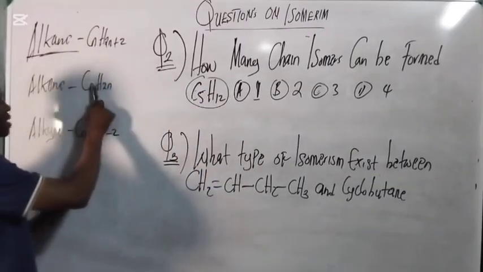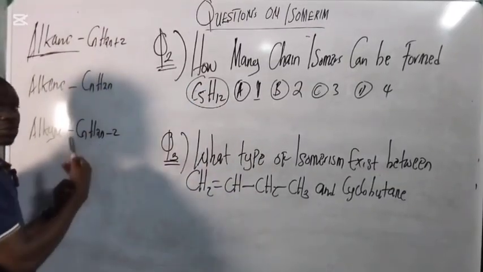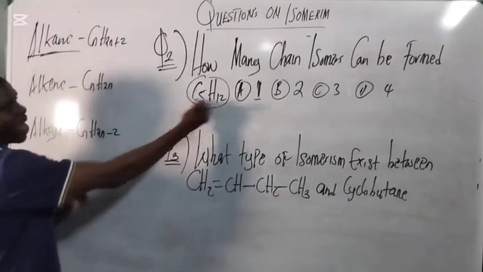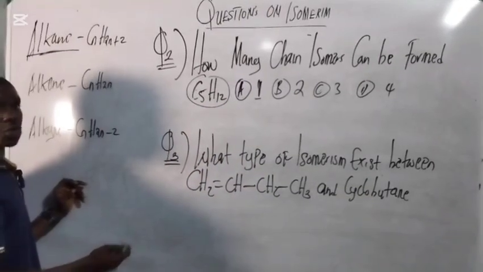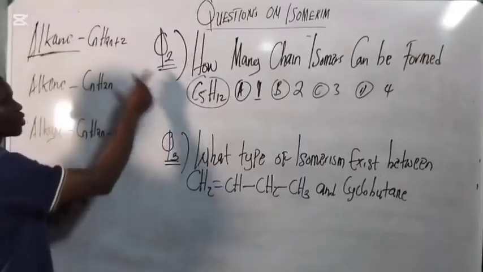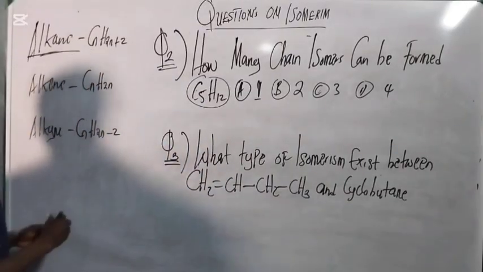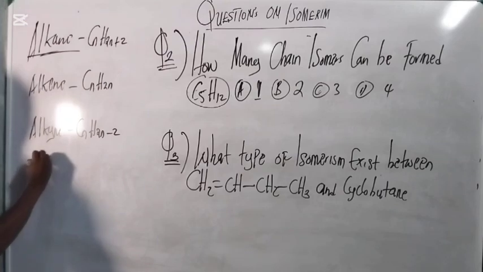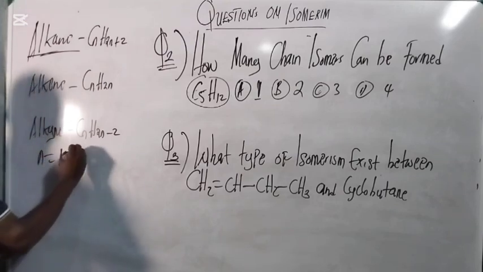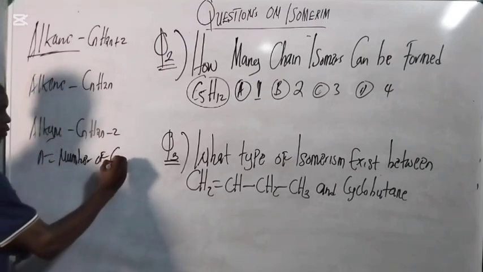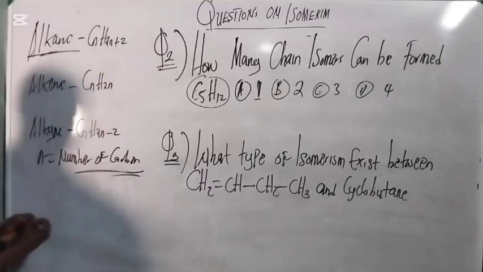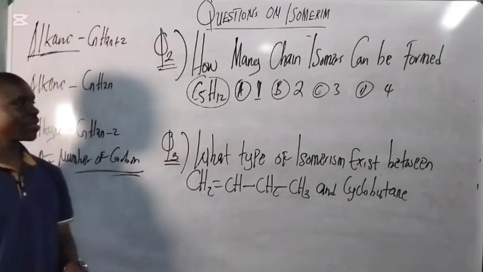So you need to ask yourself, does this correspond to this? Does this correspond to this? And does this correspond to this? You need to ask yourself, right? Because they can give you anything at all. Where's my n? My n means the numbers of carbon. N equals the number of carbon. So if you look at this one here, C5, right?